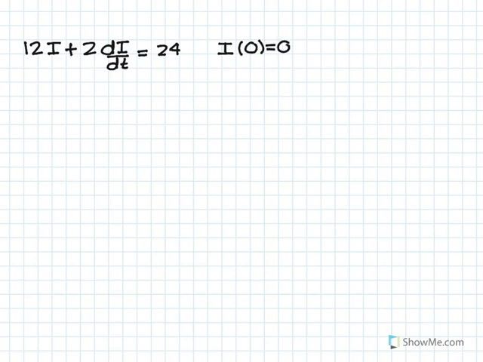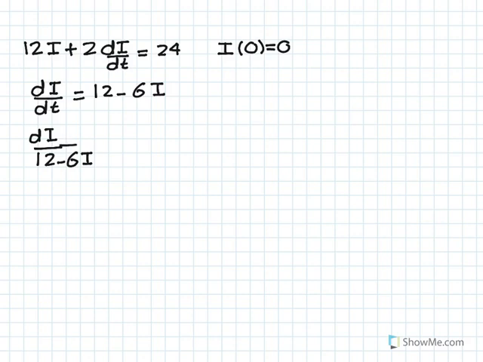Let's isolate di dt, so subtract 12I from both sides and divide by 2, and we get di dt is equal to 12 minus 6i. Let's rearrange this to separate the variables. So we have di divided by 12 minus 6i is equal to dt divided by 1.